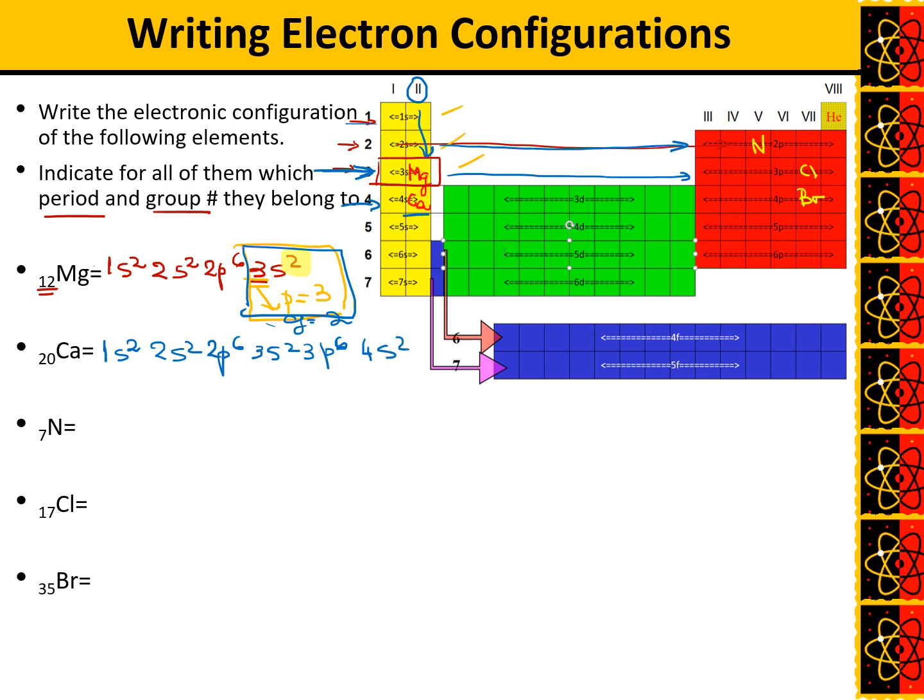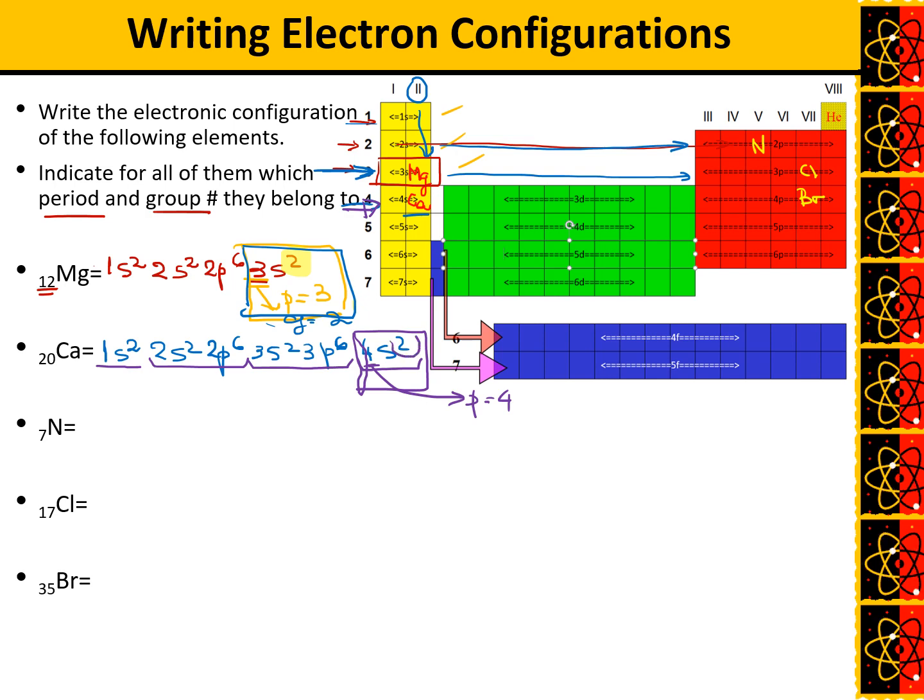So which is the biggest number that I have? I have 2 electrons in the first level. In the second level, I have 8. In the third level, I have 8. And in the fourth level, I have 2. So this is the last layer that I filled out. That means that the 4 is giving me the period number, period 4. Does it make sense? Yes, the calcium is in the period 4.